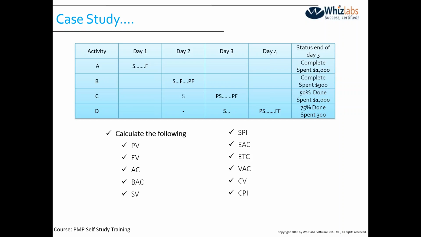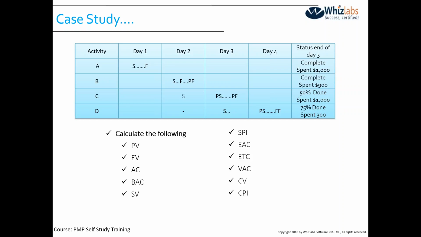While you look at activity D, it was supposed to start on day 3, but the plan was to start on day 4 and complete this activity on day 4. It is 75% done, and we ended up spending $300. Here we saved some money.